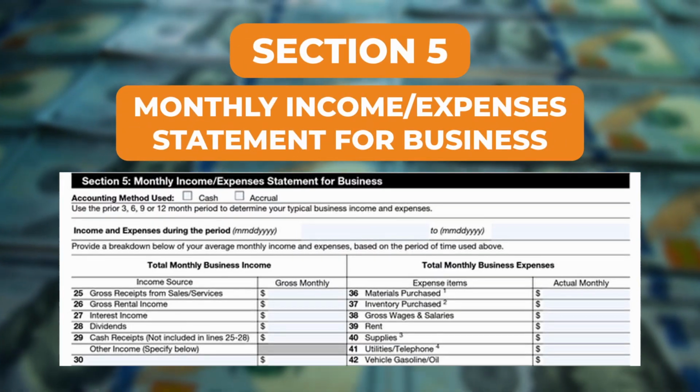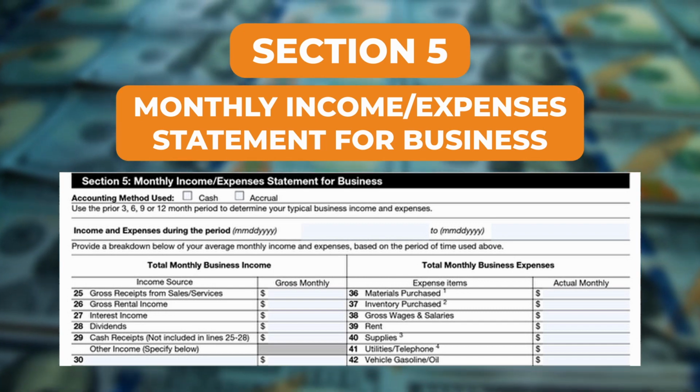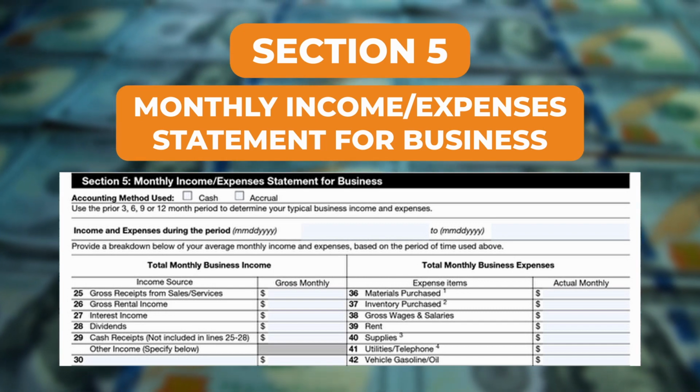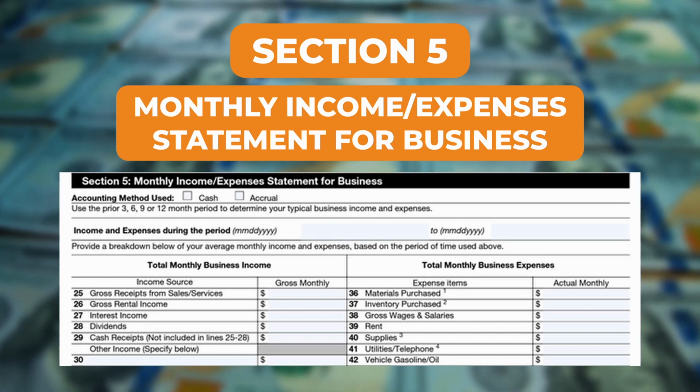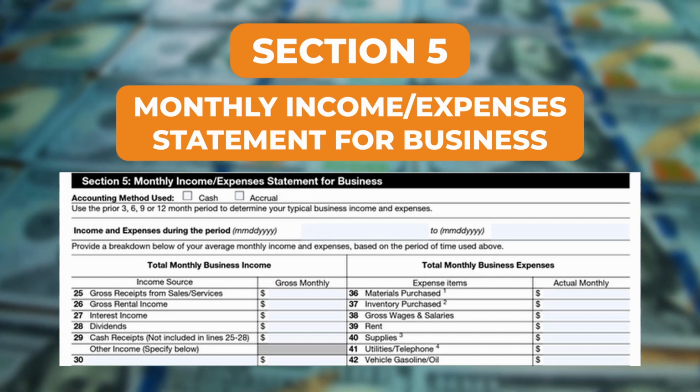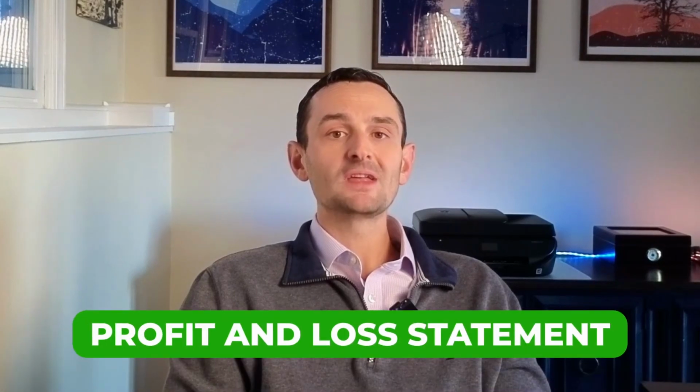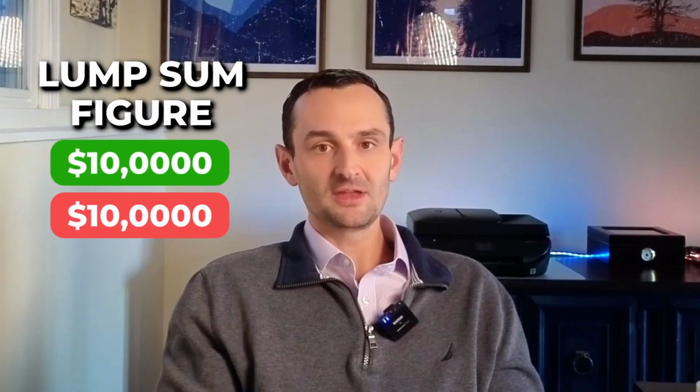Section 5 of the 433B is really the most important part of this entire financial statement. It's going to ask for the business's income and the business's expenses. So you can use a profit and loss statement as a jumping off point, but you do need to go box by box and complete this form. The IRS doesn't like when you just put the lump sum figure like 10,000 in income, 10,000 in expenses, and then say see profit and loss. You actually have to fill this out.